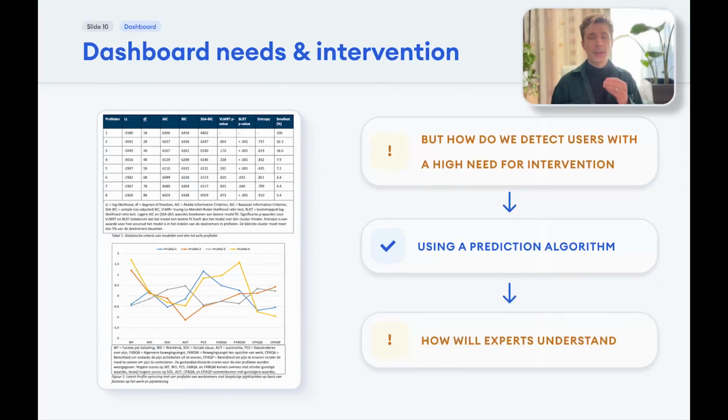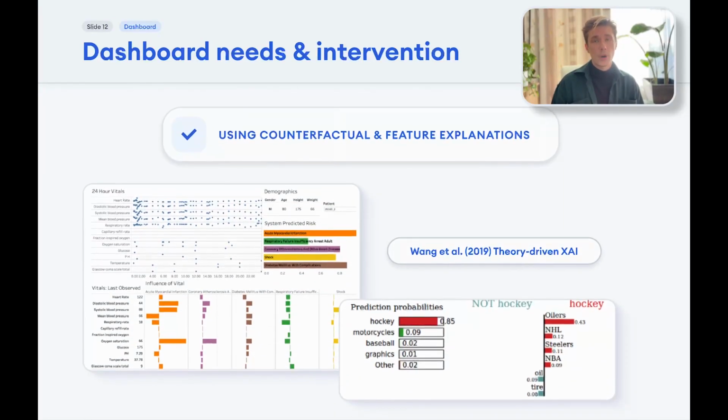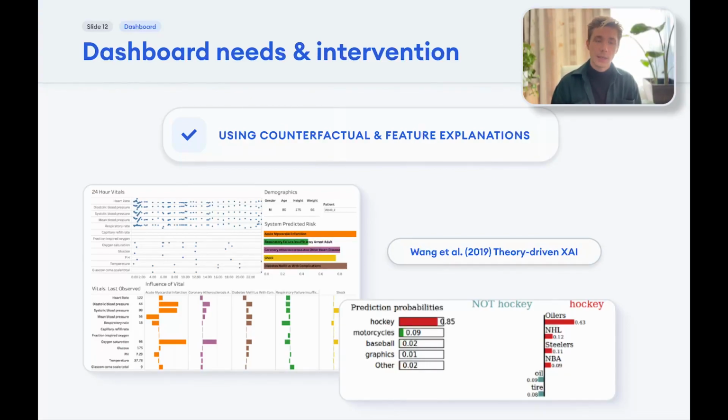But how do we make sure that the health experts using our dashboard actually understand why the predictions are being made and that our decision-making process is transparent enough? Well, for that, we can turn towards the field of explainable AI, where explanations can be used to elucidate the prediction-making process. Given previous work of Wang et al., they suggested that the use of feature importance explanations and counterfactual explanations are feasible for health experts in order to understand the system and the predictions that it's making. So we used this as a starting block for our study.